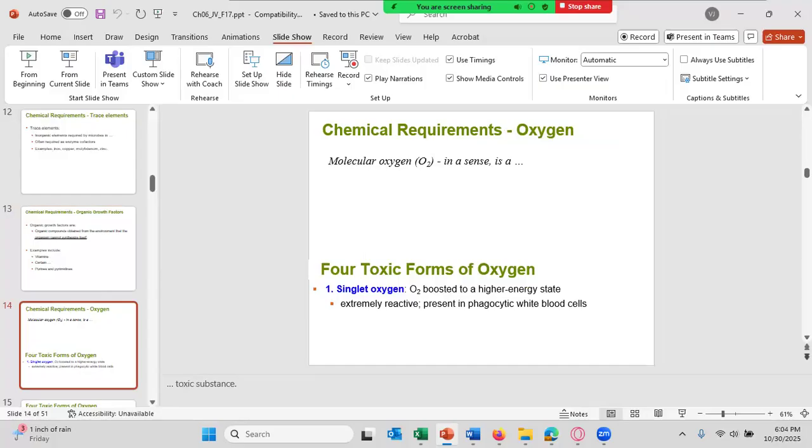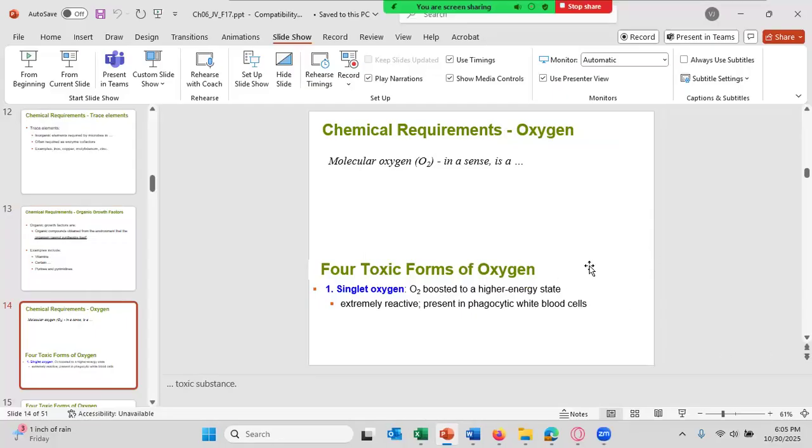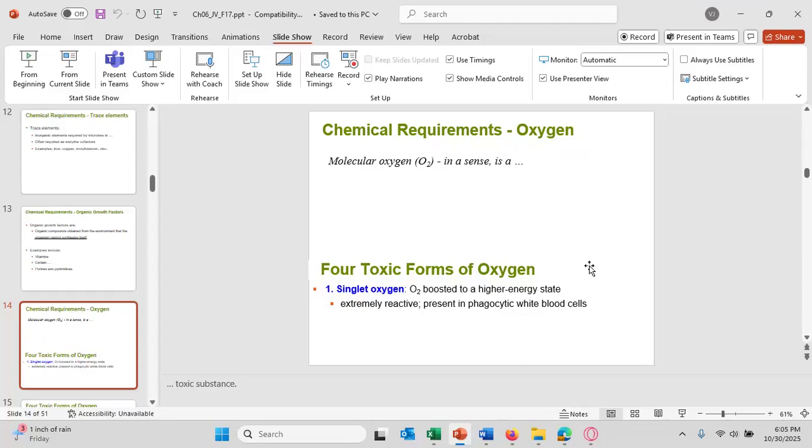All right. Molecular oxygen is, in a sense, a toxic substance. There are 4 toxic forms of oxygen, which never are O2 as found in gas. All of them are usually intermediates of some chemical reaction, such as an intermediate in aerobic respiration. There are 4 toxic forms of oxygen.